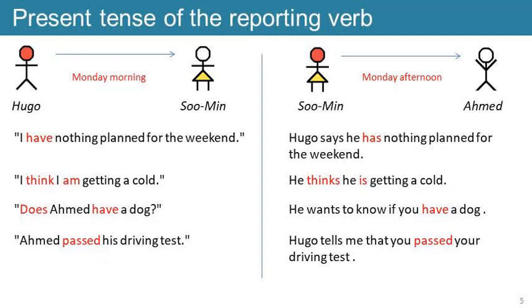If Sumin uses the present tense for the reporting verb, then she does not need to change the tense that Hugo used when speaking to her. For example, Hugo's words were, "I have nothing planned for the weekend," and Sumin reports this as, "Hugo says he has nothing planned for the weekend." Of course, the verb form in the reported clause needs to change from I have to he has, but the verb tense does not change.